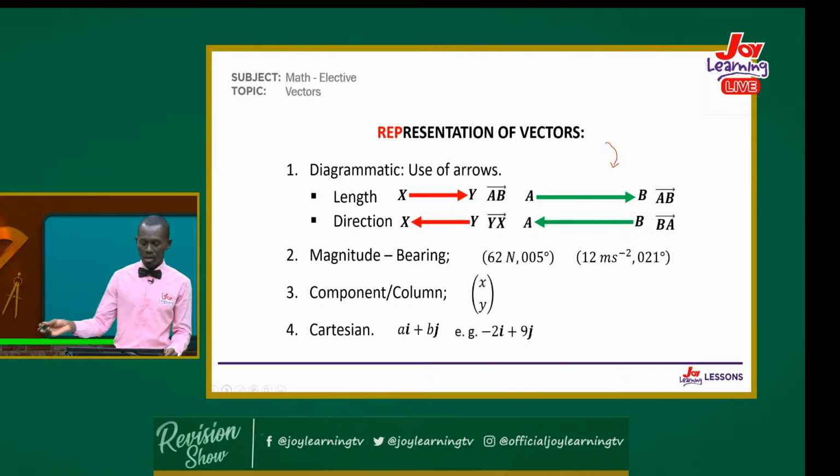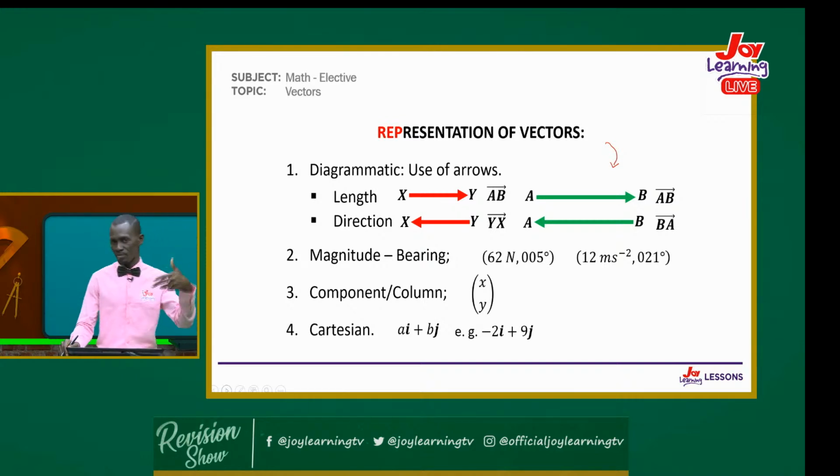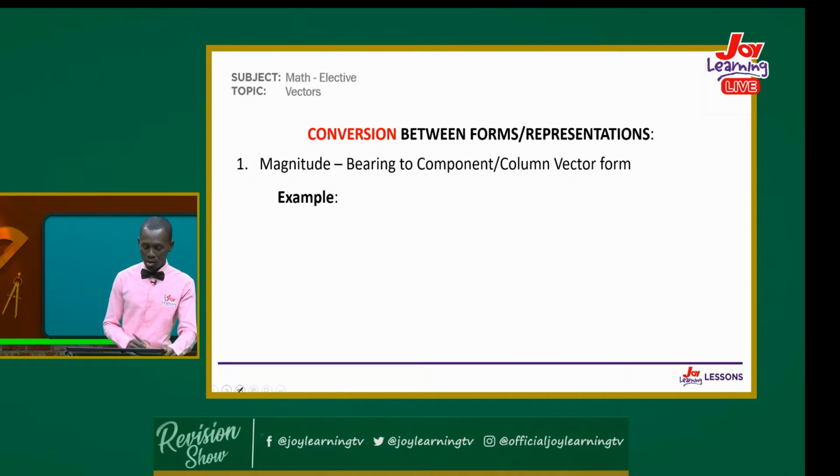All right, so an example of the Cartesian form is, say, negative 2i plus 9j. That's what you kept seeing much earlier. It is a simple way of writing it because you don't have to write too many things. So instead of writing, for example, in this case, negative 2, 9, in a column, which takes quite a lot of space, you simply write negative 2i plus 9j, and you're fine. Remember that i and j are unit vectors in the x and y directions respectively. Okay, so let's do conversions.